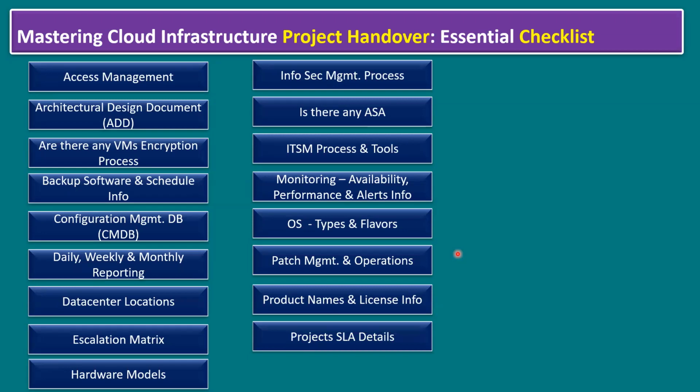And another point is project SLA details. SLA means service level agreement. It's an agreement between the client, specifically our customer, and the company. So this SLA may vary from one company to another company. We should have those SLA details. What is the KPI? Okay.